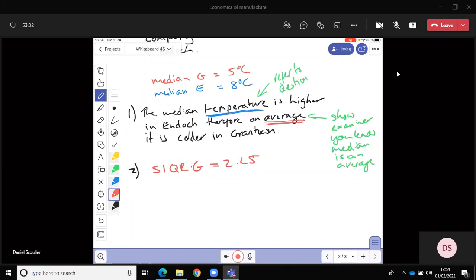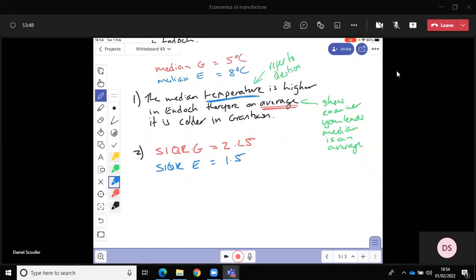Semi-interquartile range for Granton was 2.25. Semi-interquartile range for Endok was 1.5. Now what does that mean? That means the spread of temperatures in Endok wasn't as wide as the spread of temperatures in Granton. That shows that it's more consistent. Not being spread out as far means it's more consistent. So the temperature in Endok is more consistent. It doesn't vary as much.